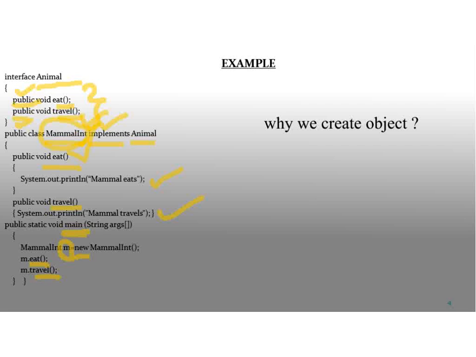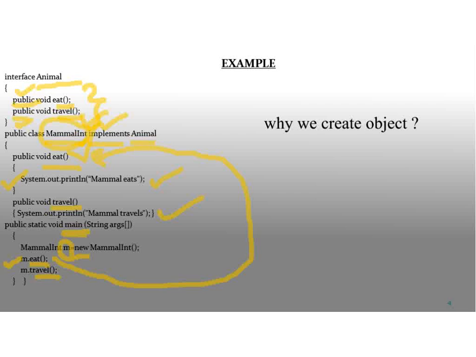See, objects are created in order to call the methods. Here we have two methods, eat and travel. How will you execute these methods? In order to execute these methods, you have to call them. And in order to call them, you have to create an object. By using this object, you can call these methods and then execute them.